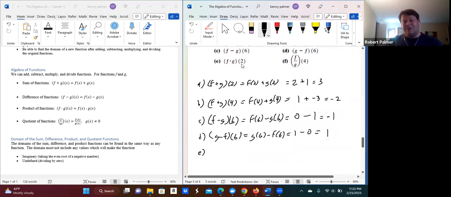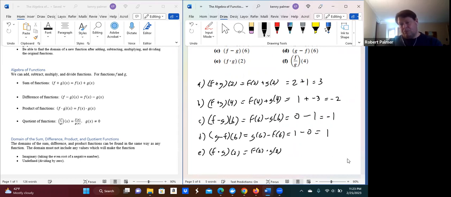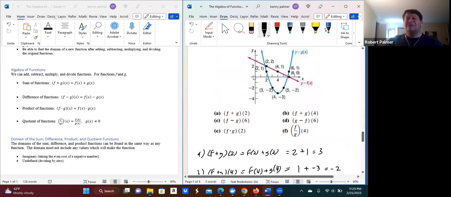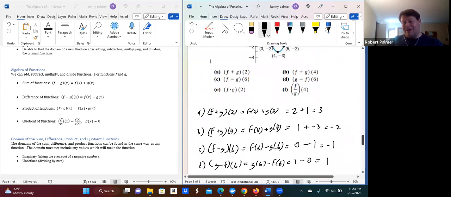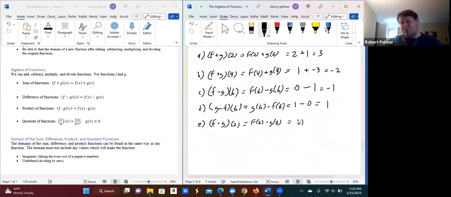Part E, f times g of 2. Once again, from our rule, this is f of 2 times g of 2. All right, same thing we were doing before. When x is 2, on the red curve, which is f, y is 2. And then when x is 2, g is 1. So that's going to be 2 times 1. We found the same values for part A. That's 2 times 1, which is just, of course, 2.